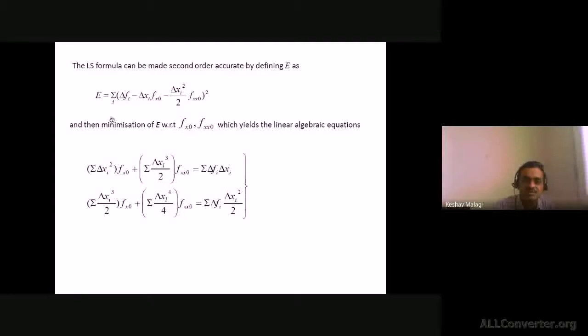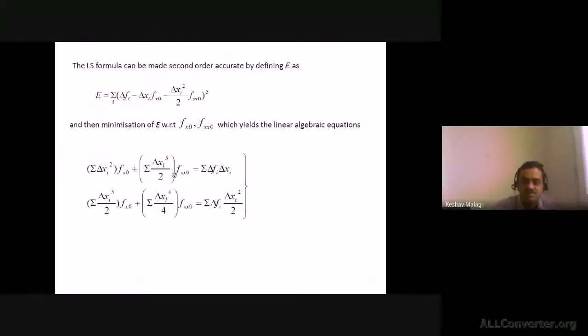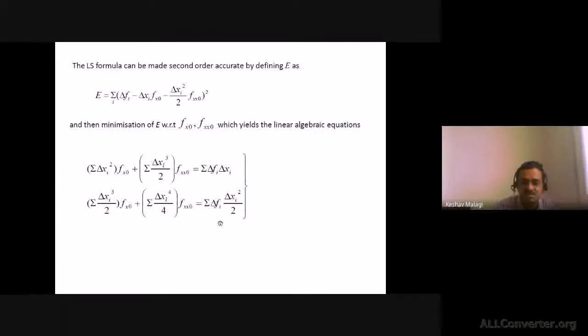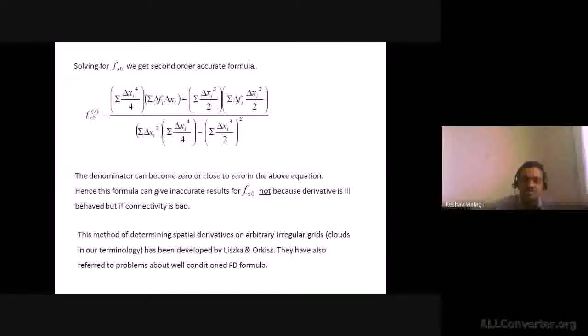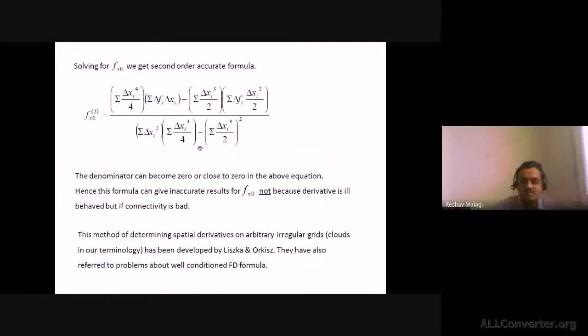If you do that, you will get two algebraic equations. Dou e by dou fx will give one equation. Dou e by dou fxx will give another equation. So you will get these two equations, and this will form a matrix equation, with fx naught and fxx naught as the vector, and these as the entries of the matrix, and these as the b. Ax equal to b form will come. If you solve that, you will get fx naught with second order accuracy with this kind of formula.